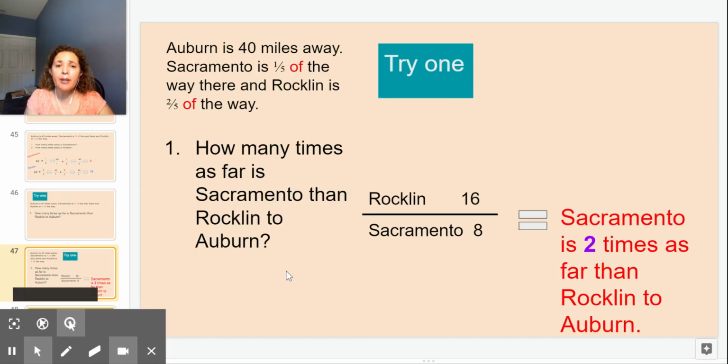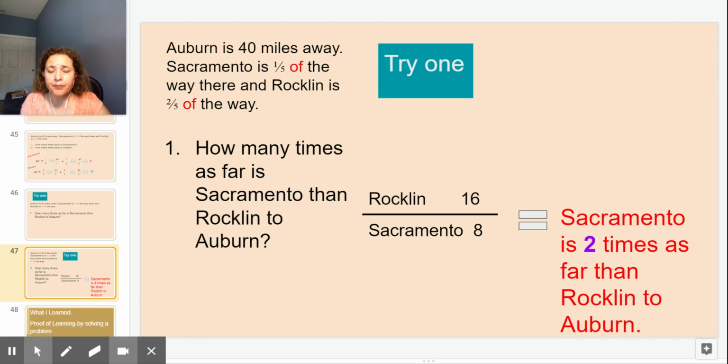Okay, so if I'm comparing, Rockland was 16, right? That's what I got for my answer. And Sacramento was 8. That's what I got for my answer. So it's Rockland, which is 16, divided by Sacramento, which was 8. So Sacramento is 2 times as far than Rockland to Auburn. Okay? All right.